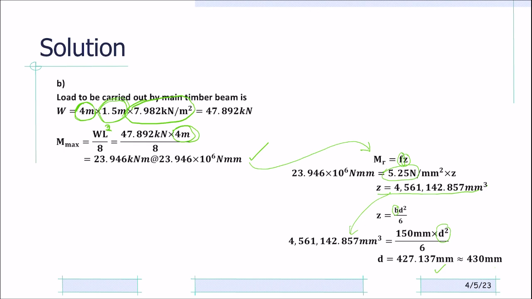Okay, so when we get 427.137 means that this is the minimum value. You cannot go lower than this, so you can round it up. So I round it up to 530 mm. So that is our final answer for the example number 5.